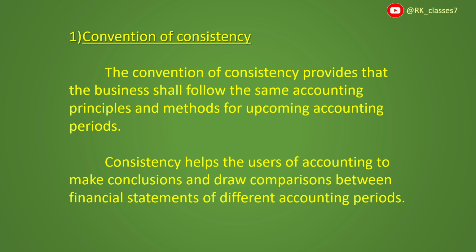The convention of consistency provides that the business shall follow the same accounting principles and methods in upcoming accounting periods. Consistency helps the users of accounting to make conclusions and draw comparisons between financial statements of different accounting periods. Here, a company should apply the same accounting principles across different accounting cycles. Once it chooses a method, it is urged to stick with it in future, unless it has a good reason to do otherwise. Without this convention, investors' ability to compare and assess how the company performs from one period to the next is made much more challenging.